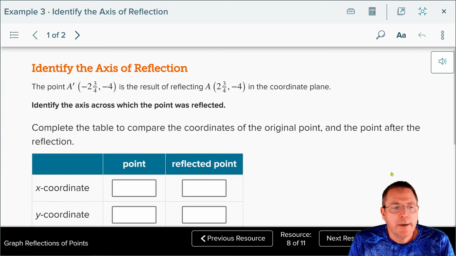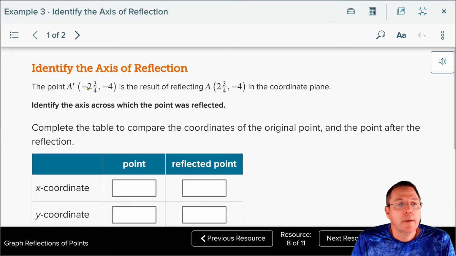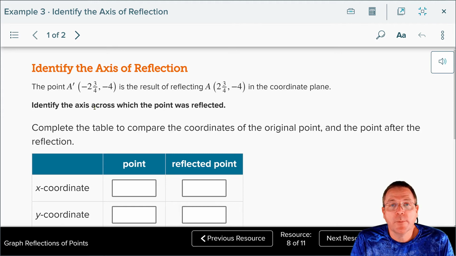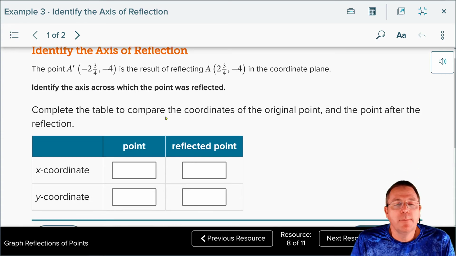Next, we want to identify the axis of reflection. So A prime is located at negative 2 3/4, negative 4. And as a result from reflecting A, which was positive 2 3/4, negative 4 in the coordinate plane, identify the axis which the point was flipped across. Well, what value changed? The x value changed. If the x value changed, that means the y-axis is what you're going to flip across.